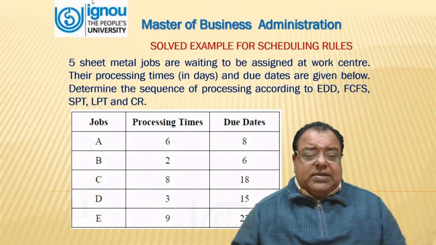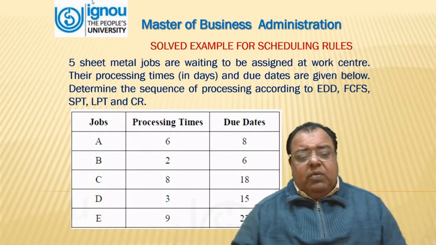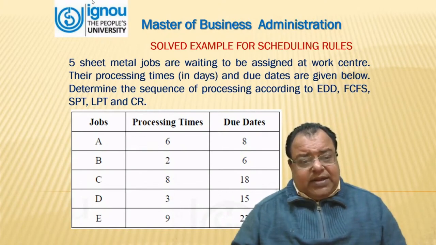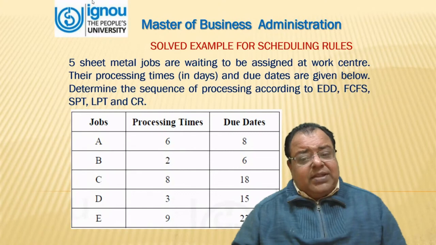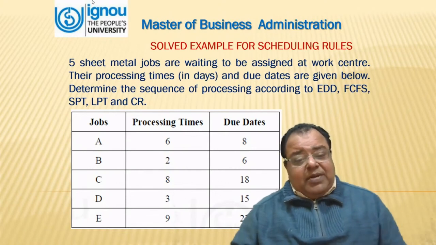Now we will discuss a problem. Five sheet metal jobs are waiting to be assigned at a work center. Their processing time in days and due dates are given. We have to calculate the schedule according to EDD, FCFS, SPT, LPT, and CR. All the rules we have discussed will be included in this problem.